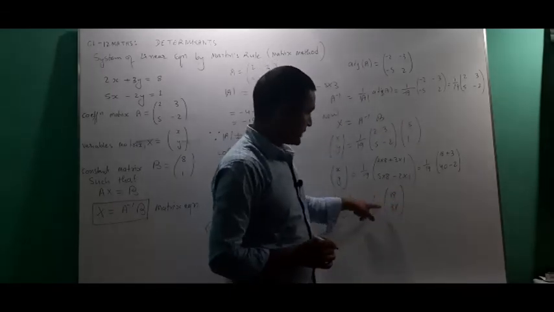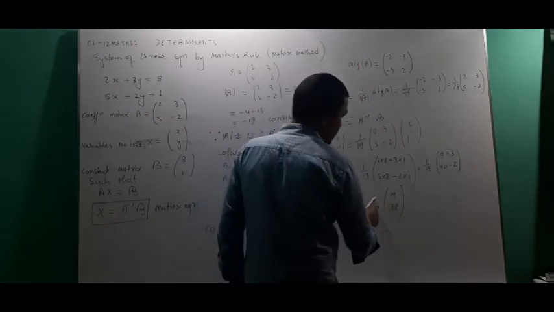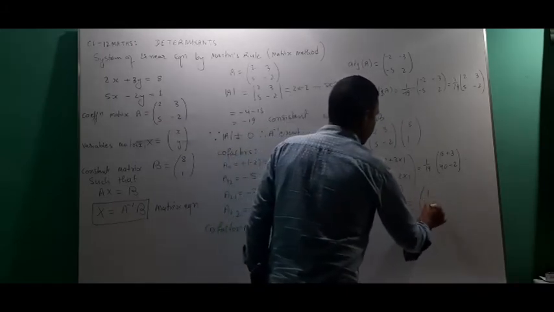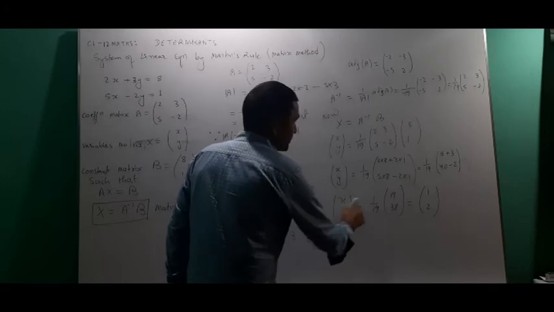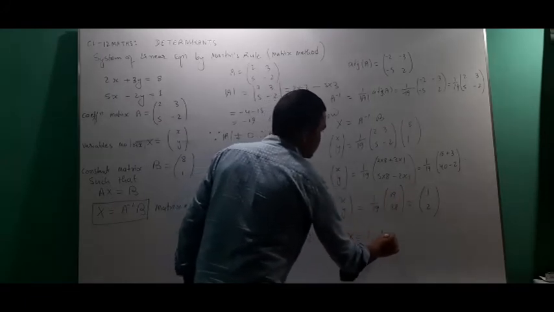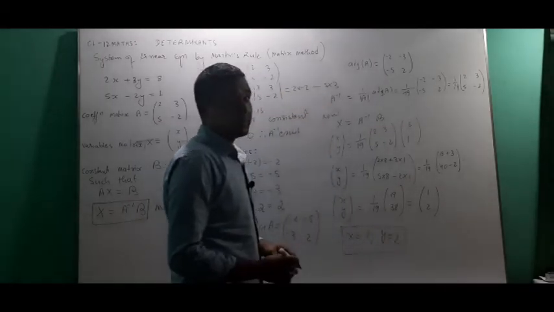Now take this 19 and divide it into both. Or take this 1 by 19 and multiply to both, same thing. Now how much did we get? 1 and 2. Therefore, comparing, we get the values: X is equal to 1, then y equals 2. This is how to solve the system of equations.